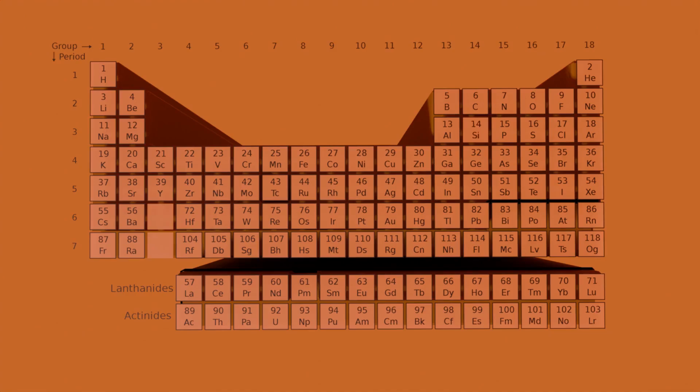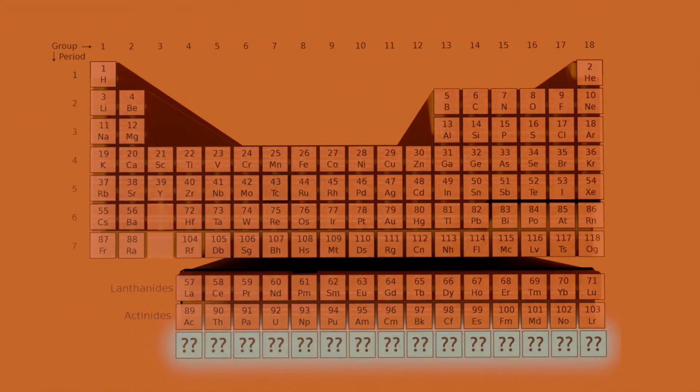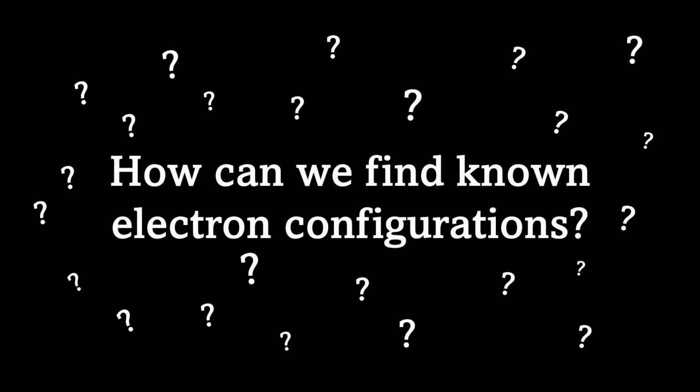The superactinides are a series of unknown elements that take place beyond our known periodic table, and so their electron configurations are unknown. But how can we find them? And is there a rule to determine all future electron configurations?